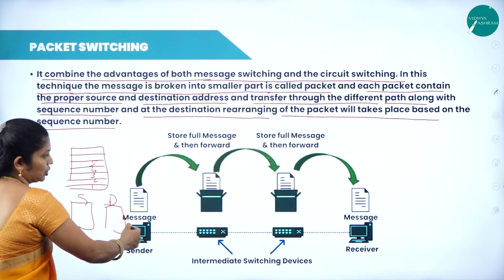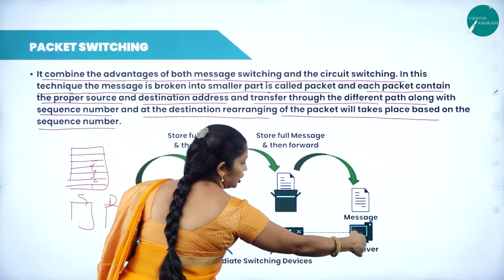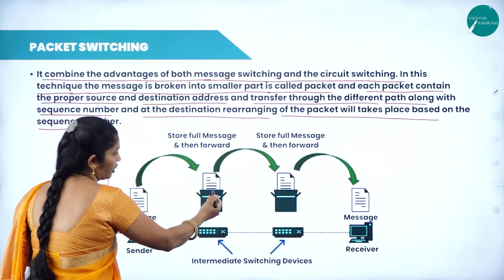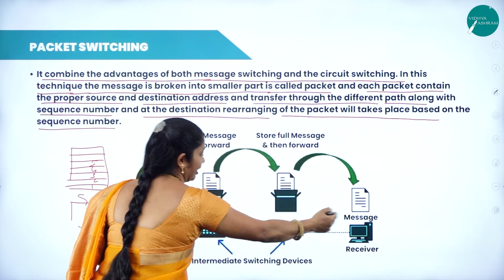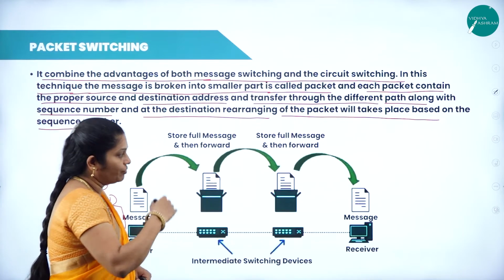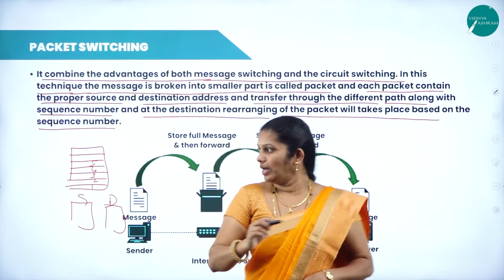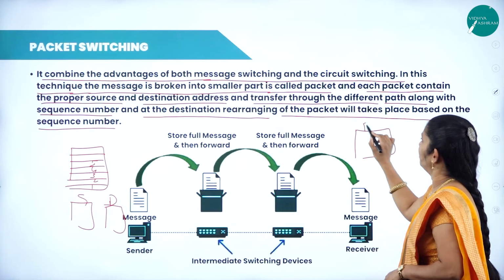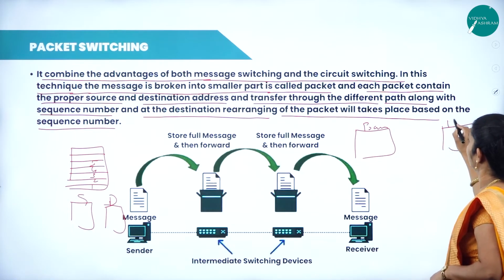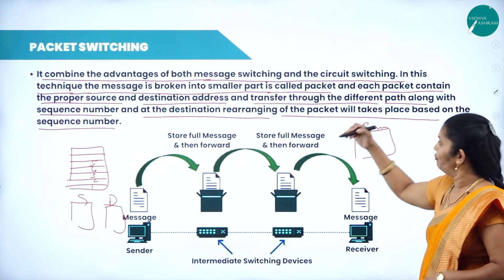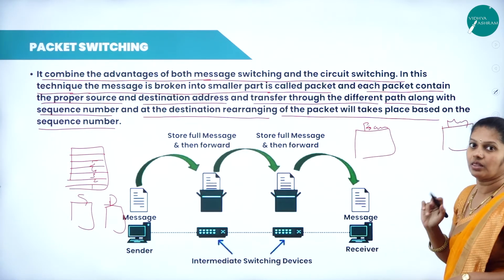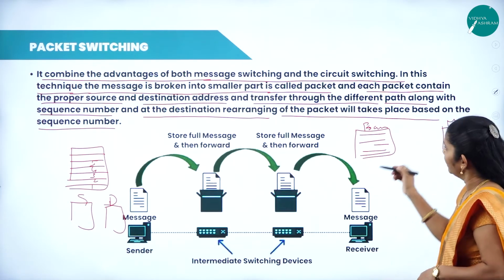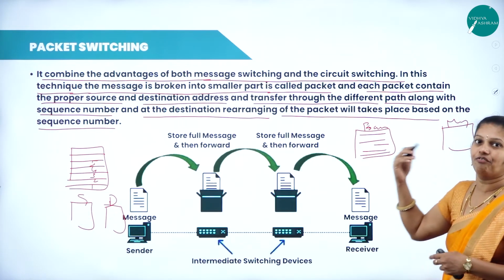Consider we have the source here and the destination here: sender and receiver. The packets will move from source to destination in different paths. For example, I want to transfer data from Bangalore to Mysore. Then this data will be divided into packets in Bangalore. Then each packet will come to Mysore in a different path.